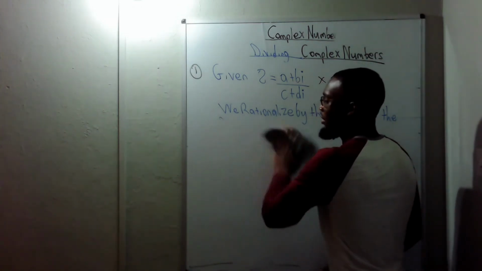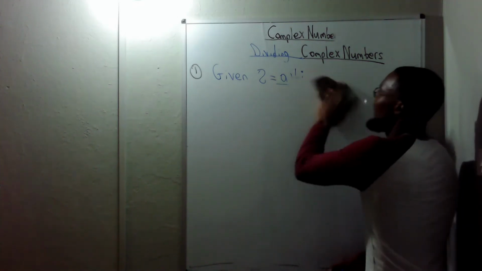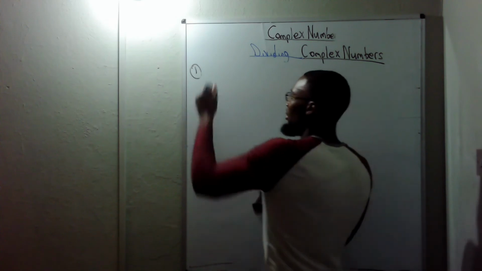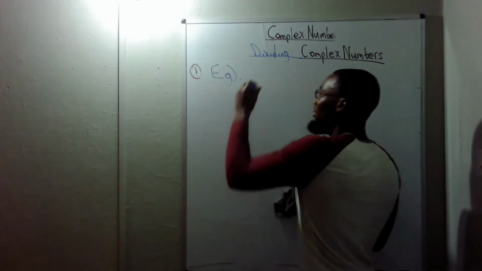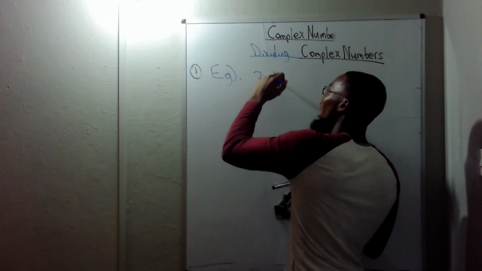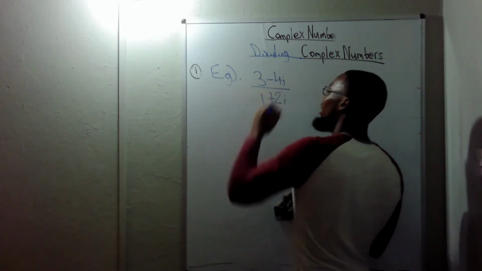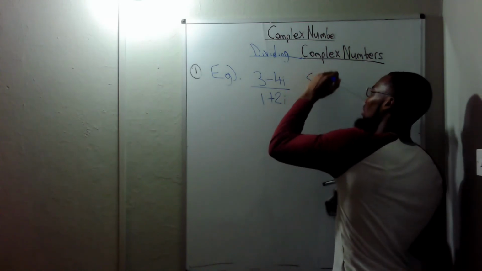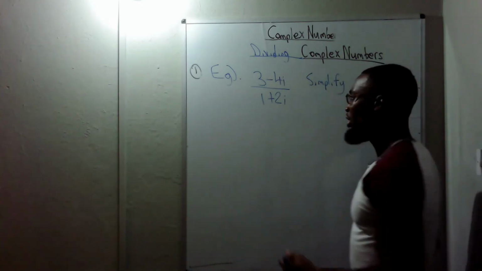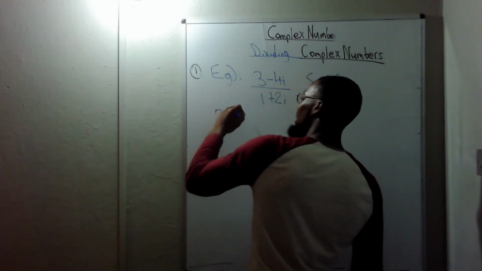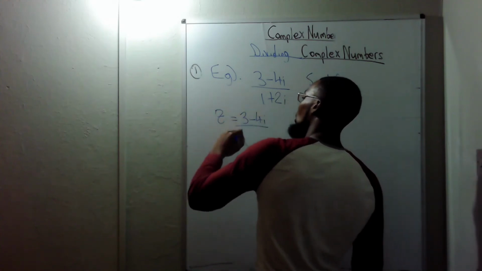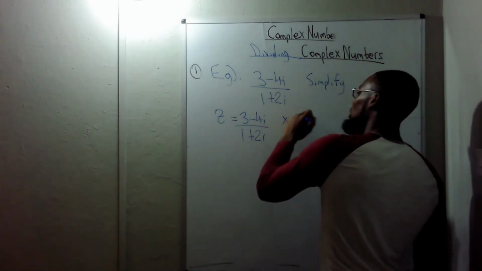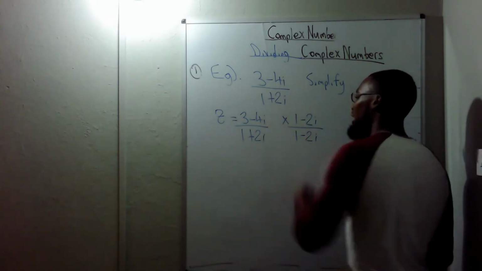So let's look at an example. Alright, so let's say you're given 3 minus 4i over 1 plus 2i, right? And you need to simplify this. So to simplify this complex number, we start by saying we have z, which is 3 minus 4i over 1 plus 2i. The conjugate of this is multiplied by 1 minus 2i over 1 minus 2i.